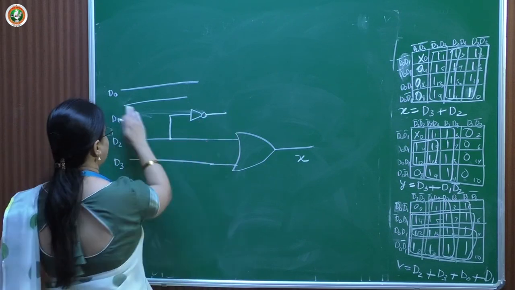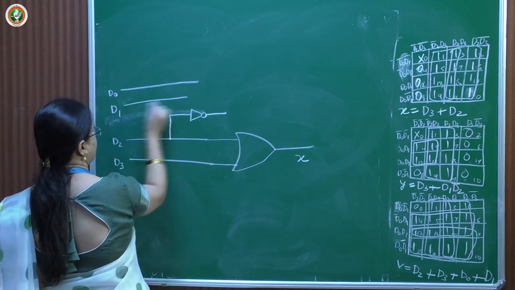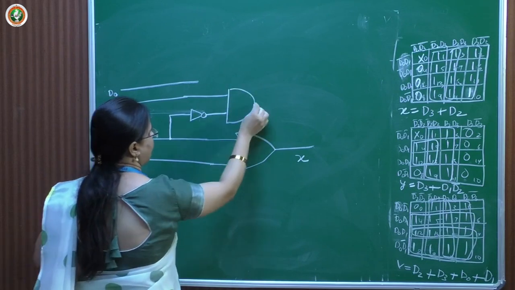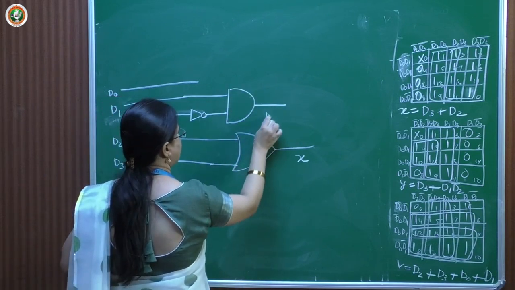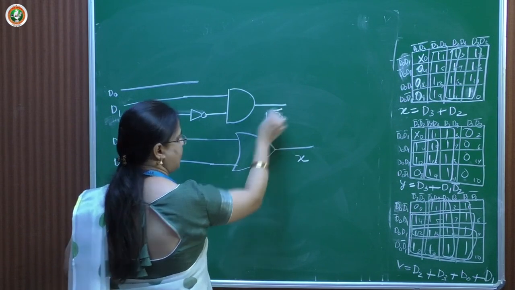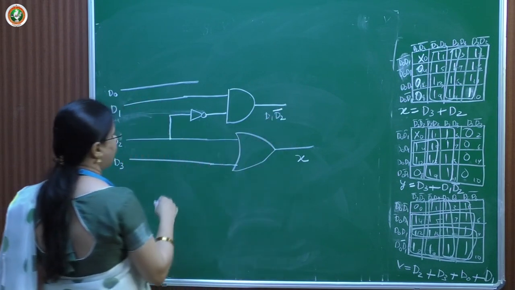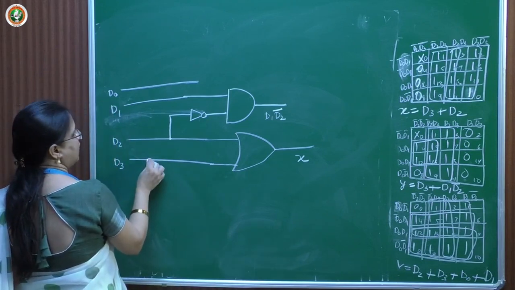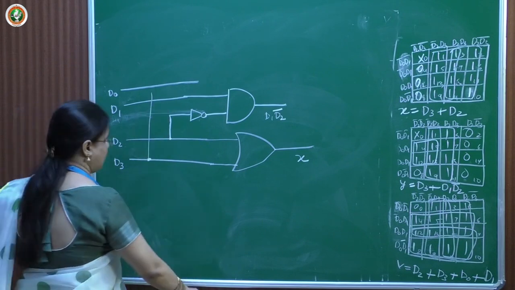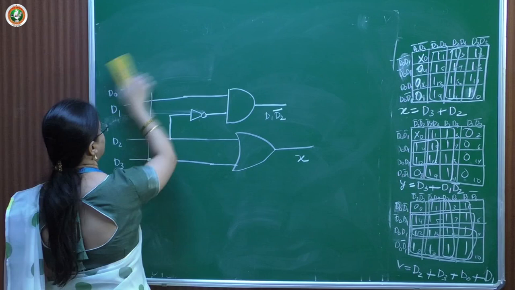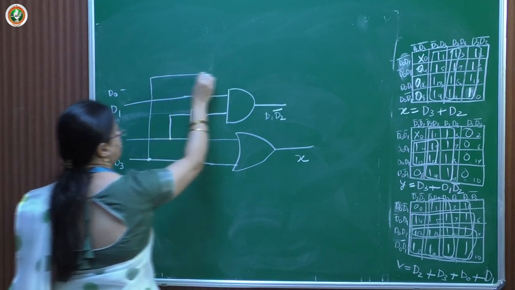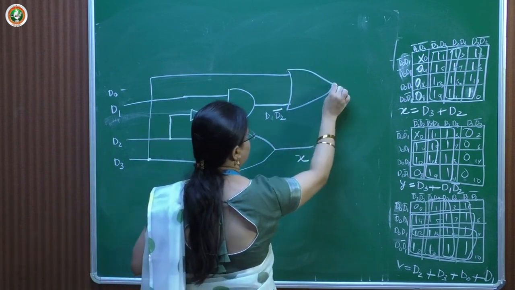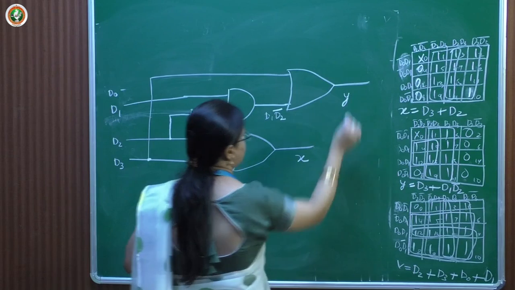With D2 dash I want to multiply what? D1, that is, I have to take one AND gate. So I got the sub-expression D1 D2 dash. Then this must be ORed with your D3. There is a line for D3. I'm going to take this, extend it, then take one OR gate. This is the output equation Y.